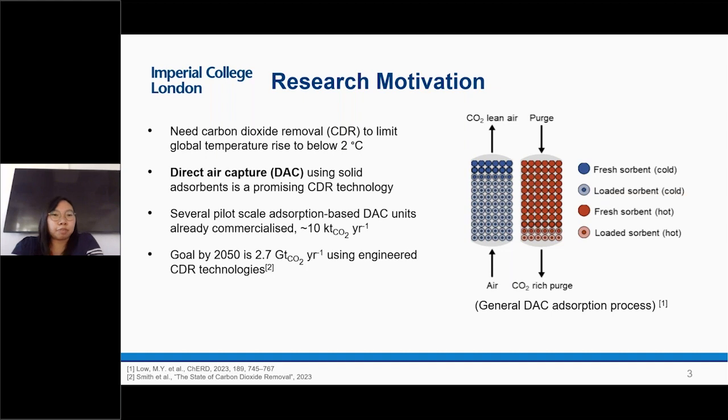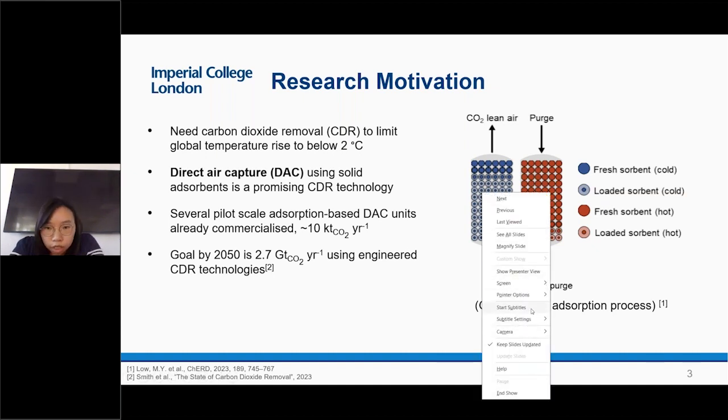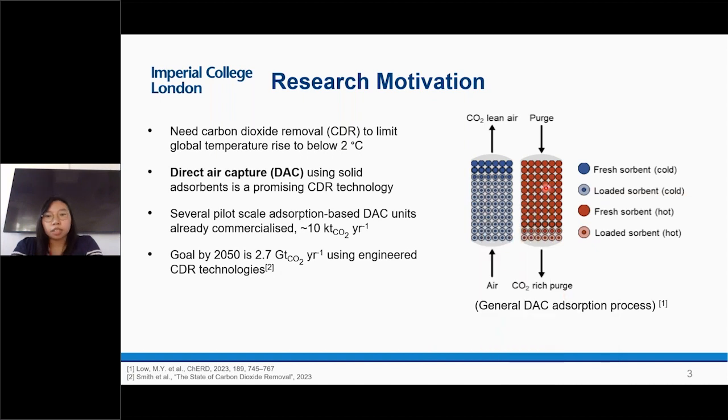Right, so just to give a bit of background, most of us know that in 2015, there was the Paris Agreement that said we needed to limit global temperature rise to below 2 degrees Celsius and ideally below 1.5 degrees Celsius. And the IPCC has said that we need carbon dioxide removal technologies in order to achieve this goal. And so direct air capture using solid adsorbents is one of these promising carbon dioxide removal technologies that is being researched today.